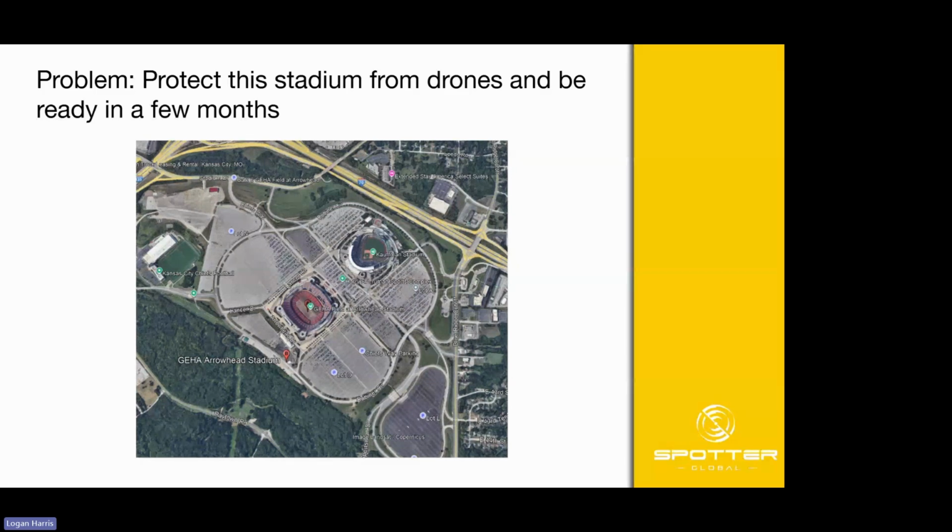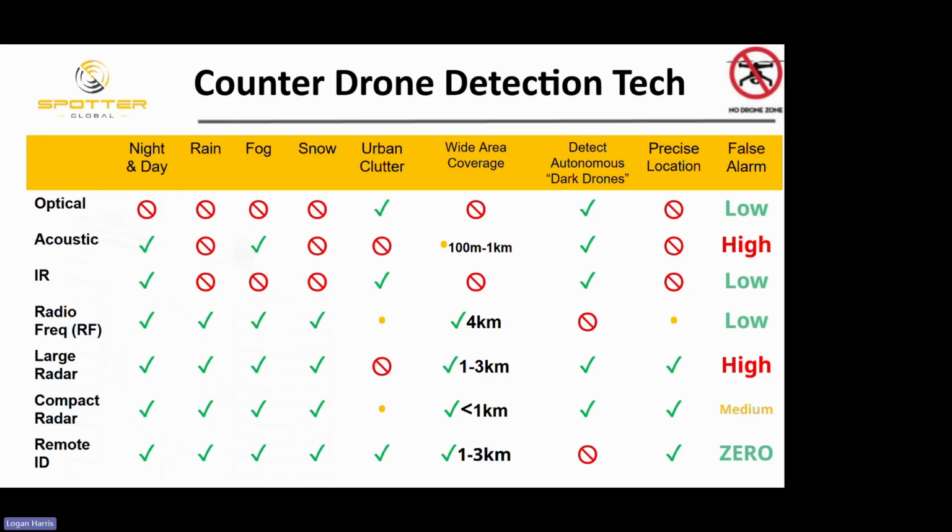But that's where these other technologies come in. Radio frequency picks up the broadcast signal from the drones. They can have a much wider field of view. However, the drawback is that you are then unable to detect dark drones. Same thing with remote ID that you can see here on the bottom of the screen. That also is a listening device that listens for the broadcast.